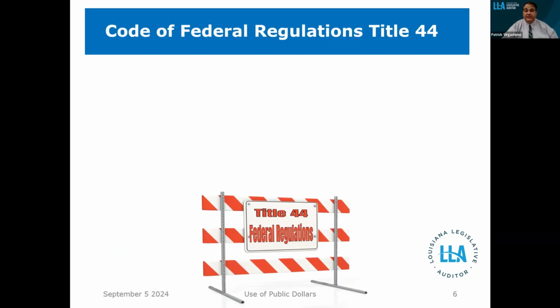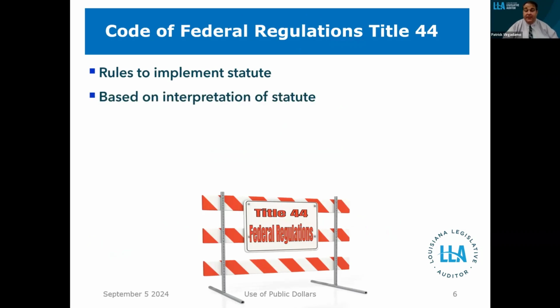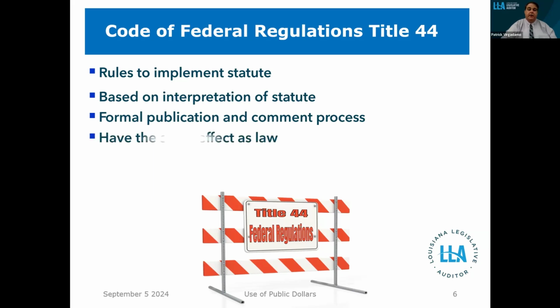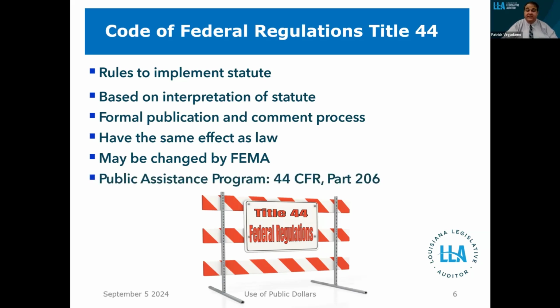The Code of Federal Regulations in Title 44 basically provides the rules to implement the Stafford Act. It is based on interpretation of the statute, which is done by FEMA through rulemaking, and it's a formal publication and comment process, which is required in doing this promulgation process. It's important to note these rules, once fully promulgated, have the same effect as law, and they can be changed by FEMA by additional rulemaking. The Public Assistance Program can be found in 44 CFR Part 206.